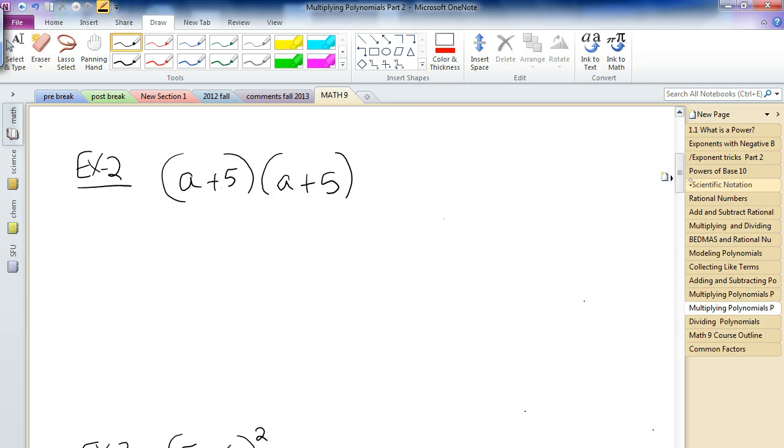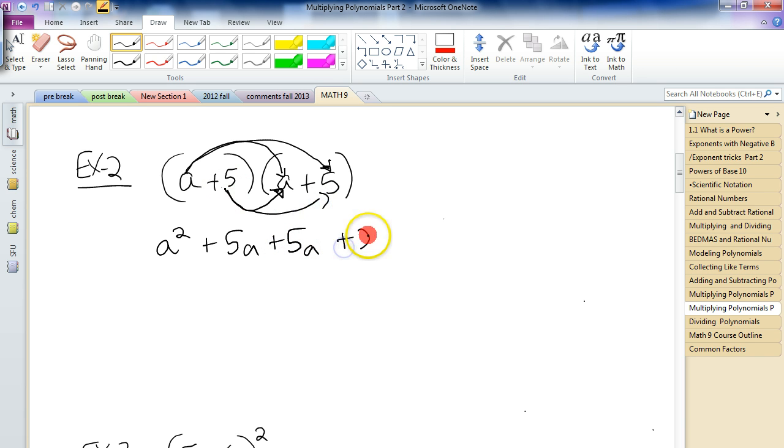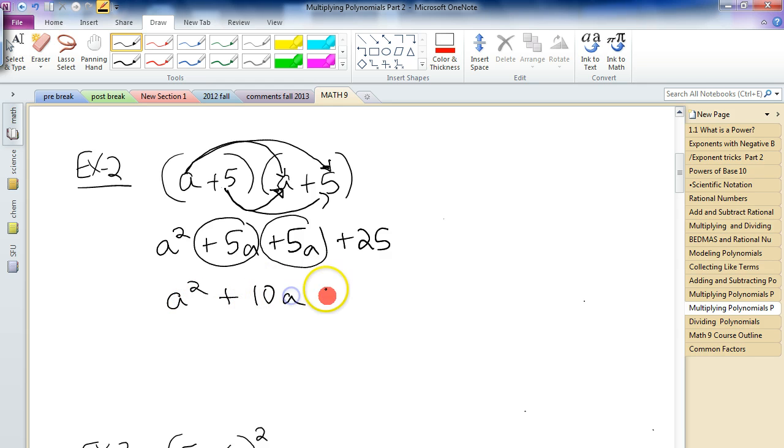How about this? FOIL: first term, a times a is a squared. Outside, a times 5, positive 5a. Inside terms, 5 times a is positive 5a. Last terms, 5 times 5, 25. Collecting the like terms, hopefully you get the message now that it's always the middle ones that are the like terms. a squared plus 10a plus 25. Done.